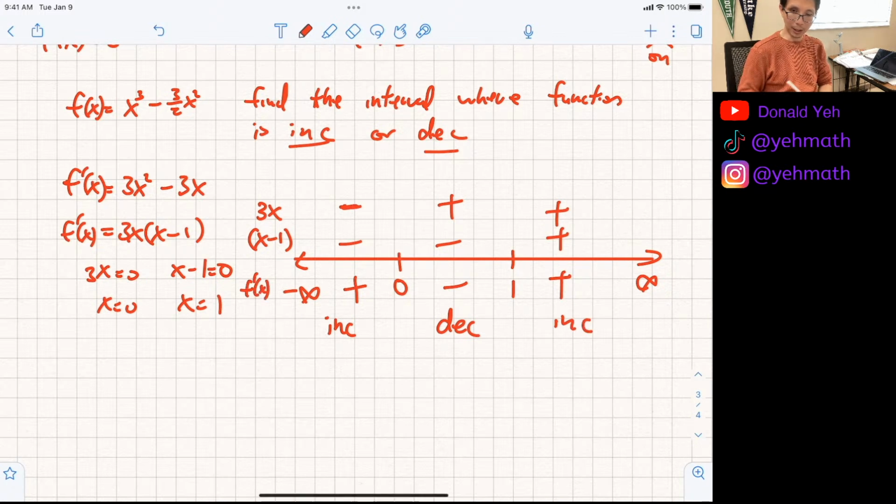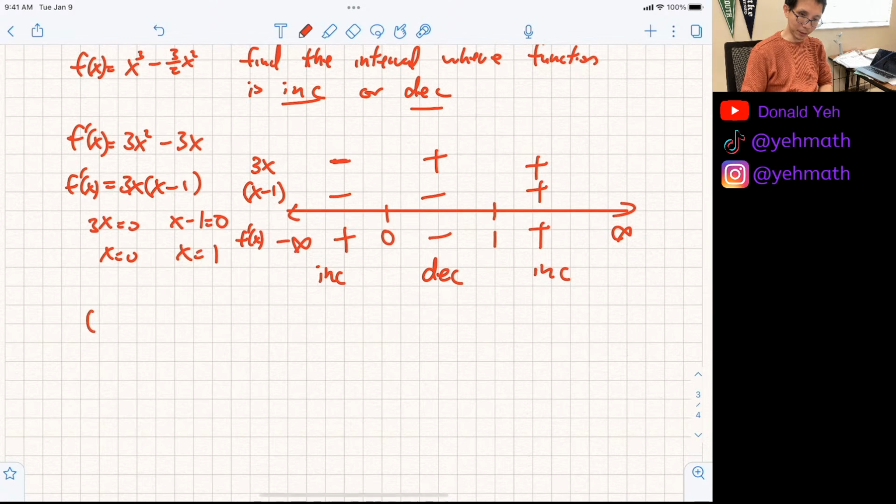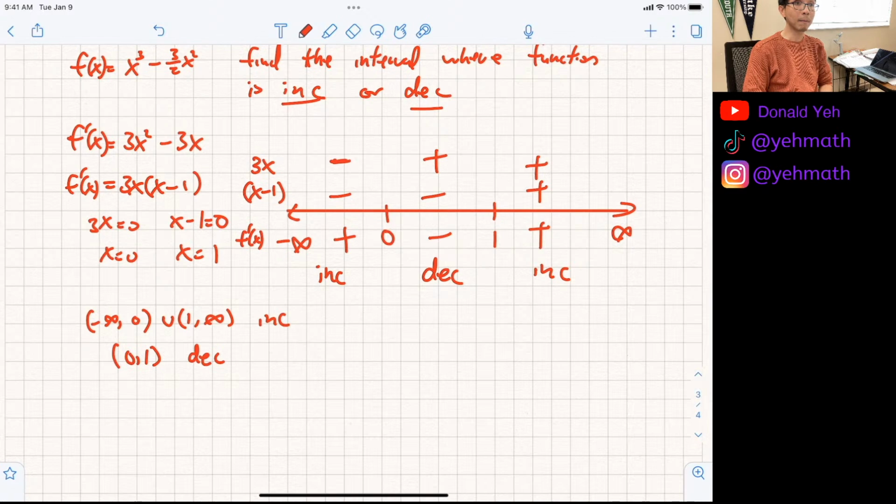So this function is increasing, decreasing, increasing, because this is the result of f prime of x, right? So that is going to be increasing, decreasing, increasing. So the interval from negative infinity to 0, union from 1 to infinity, is going to be increasing. From 0 to 1 is going to be decreasing. Does that make sense?